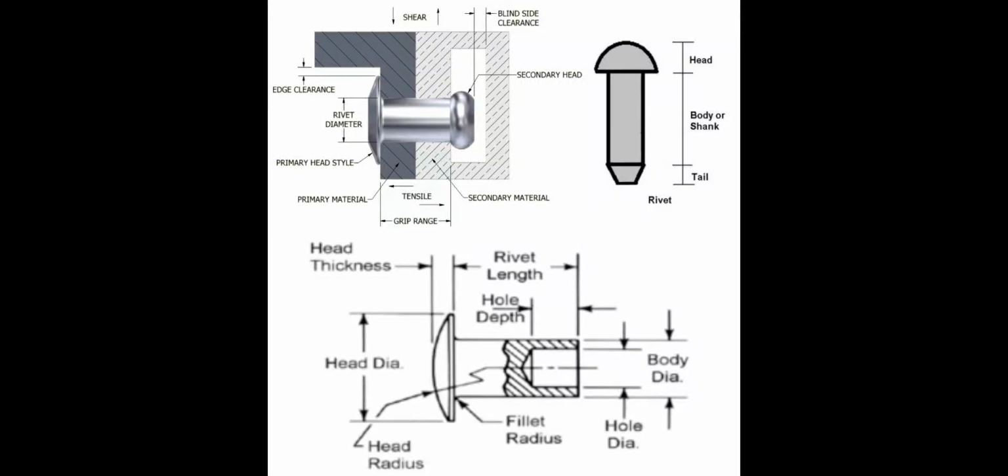What is the grip length of a rivet? Combine thickness of the materials. Where are special rivets such as Huck or Cherry Lock rivets used? Blind rivets, where access to both sides of the riveted structure is impossible.